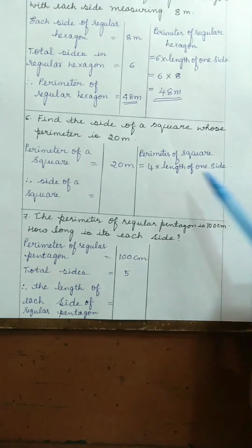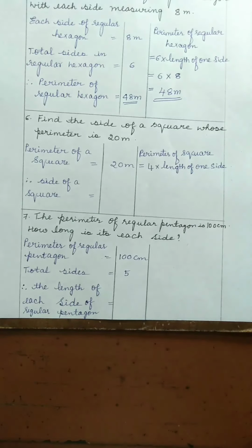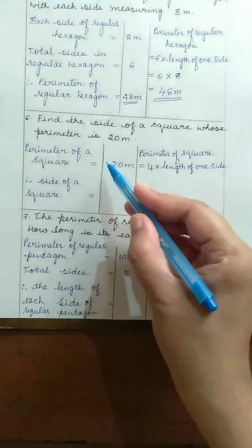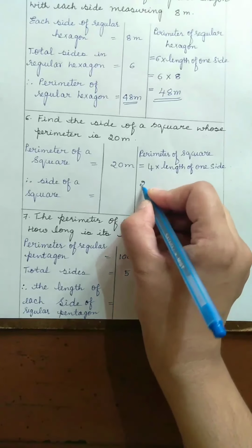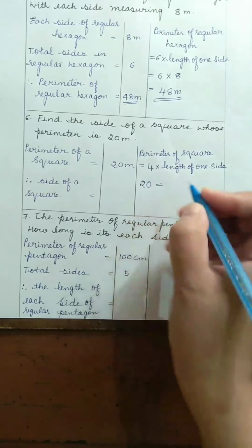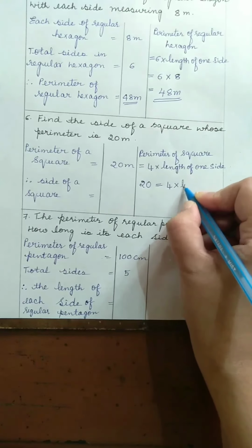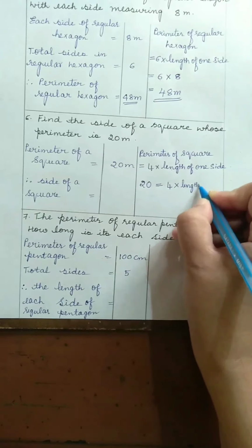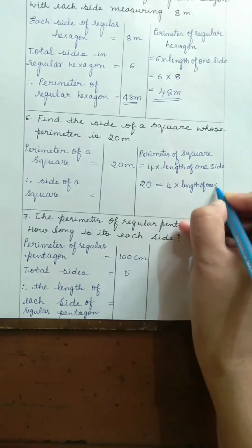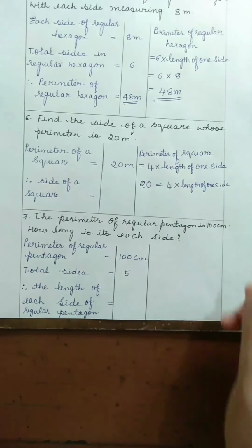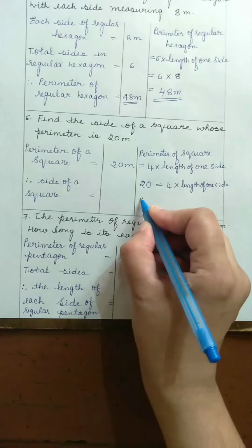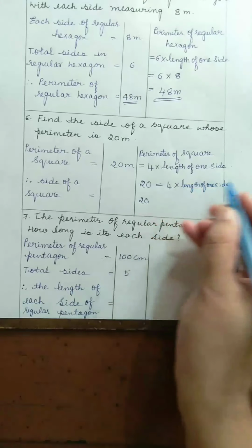Therefore, on applying the formula, perimeter of a square is equal to 4 into length of one side. We need to calculate the length of the one side. The value of the perimeter is given, that is equal to 20 meter equal to 4 into length of one side. We need to calculate the length of one side.